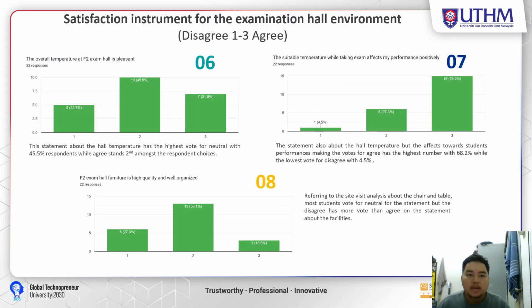The next question is the satisfaction instrument for the examination hall environment. The first question is about the temperature at the F2 hall. Most students feel neutral about it. Then question 7 is also about the temperature affecting their performance. Many students agree with the statement that temperature affects their performance, which means that if the temperature is not suitable for them, they will have some problems when taking the exam.